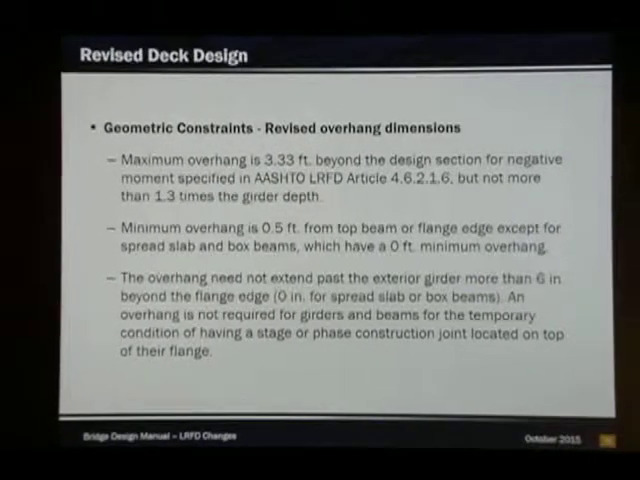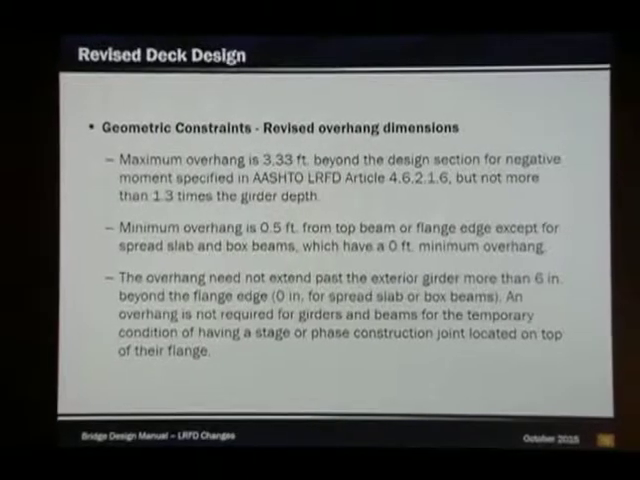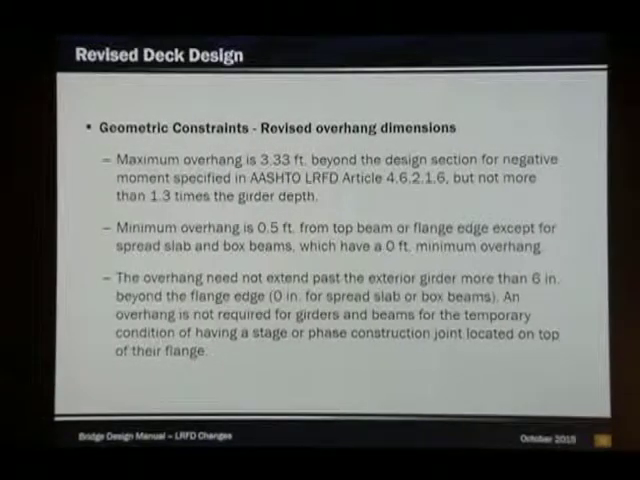We also revised the geometric constraints for overhang dimensions. The maximum overhang is 3.33 feet beyond the design section for negative moment, but not more than 1.3 times the girder depth. The minimum overhang is 6 inches from the top beam or flange edge, except for spread slab and box beams. The overhang need not extend past the exterior girder more than 6 inches beyond the flange edge. And an overhang is not required for girders and beams for the temporary condition of having a stage or phase construction joint at the top flange.